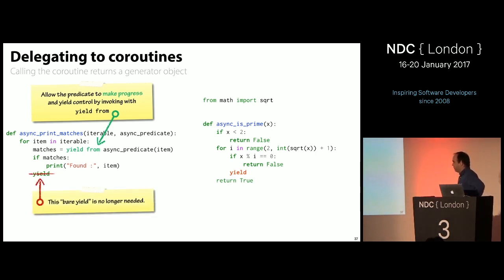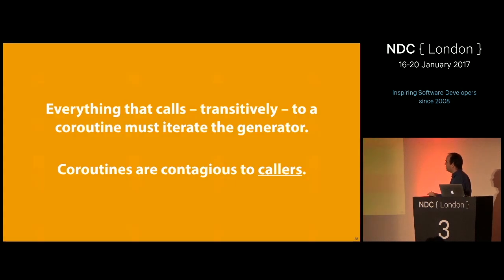So this is a term I've invented, bare yield, right? You don't need it in this case, as long as you are yielding to another coroutine that you're delegating to. Okay, so we can get rid of the bare yield. I'll come back to this term bare yield in a minute.